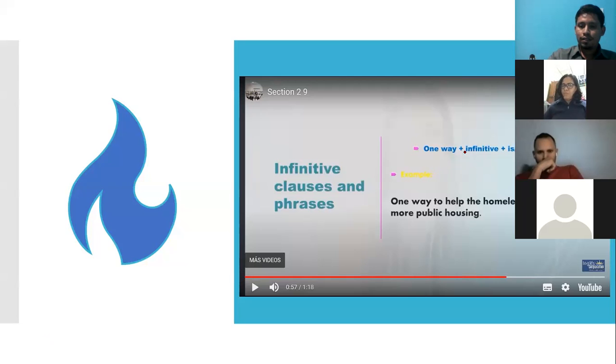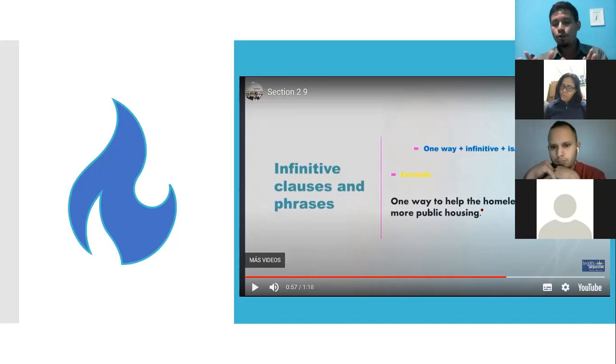If you notice, in the sentence we have an infinitive, and we have the verb is, and also we have another infinitive. If we structure a sentence using this form, one way to help the homeless, to help the homeless, we have to use in the subject the homeless plus the infinitive. These compound words correspond to something that is called an infinitive phrase.